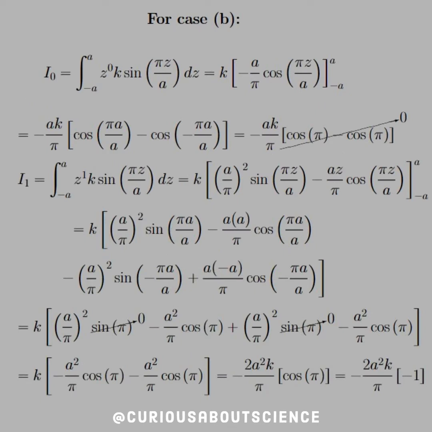For case B, we still have to see if the monopole term exists. Here we know that it's not going to, since sine is an odd function over symmetric bounds, which cancel to 0, which we see here. So going to the dipole term, or n equals 1, we have an integral that is now an odd times an odd, so we can evaluate it, since z is odd over negative a to a and sine is odd over negative a to a.